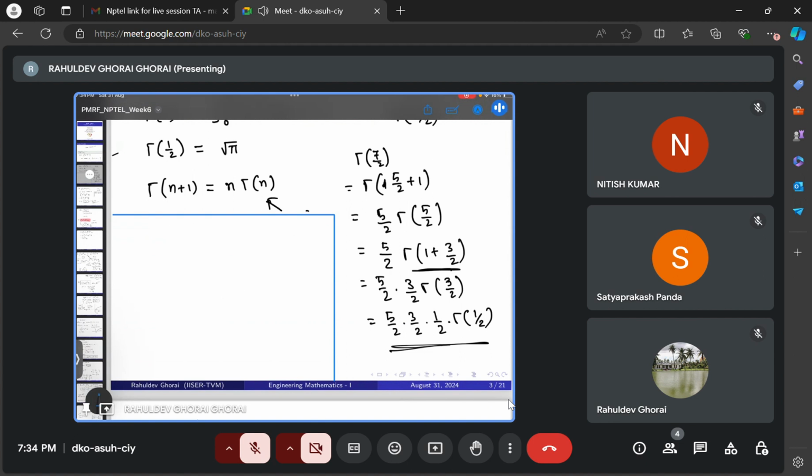So another question I will make. Let's say the question: find out the area of the region bounded by y is equal to x minus 1 whole square and x equal to y square over 8 plus 1.